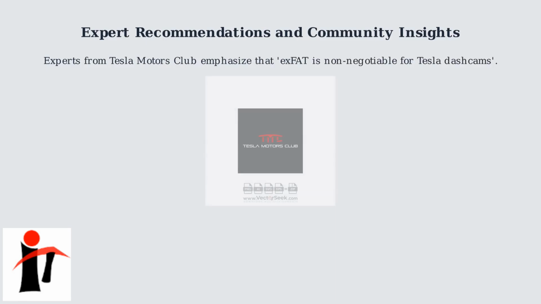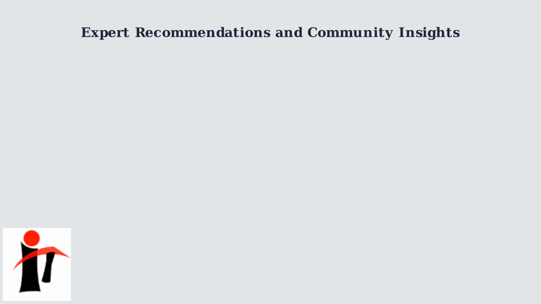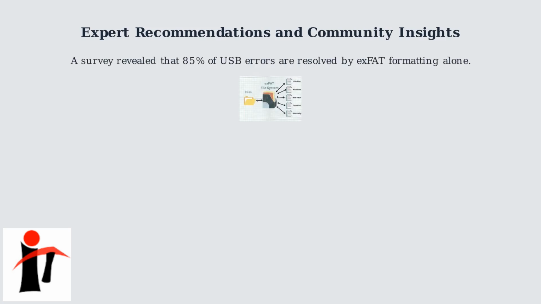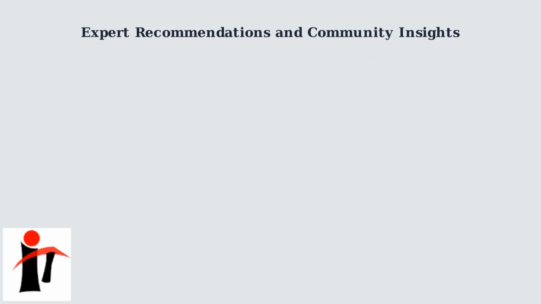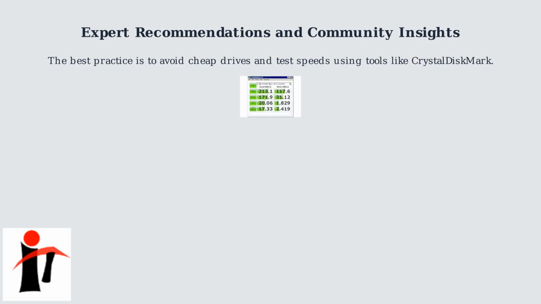Experts from Tesla Motors Club emphasize that exFAT is non-negotiable for Tesla dashcams. A survey revealed that 85% of USB errors are resolved by exFAT formatting alone. USB 3.0 drives reduce error rates by 70% compared to USB 2.0. The best practice is to avoid cheap drives and test speeds using tools like Crystal Disk Mark.